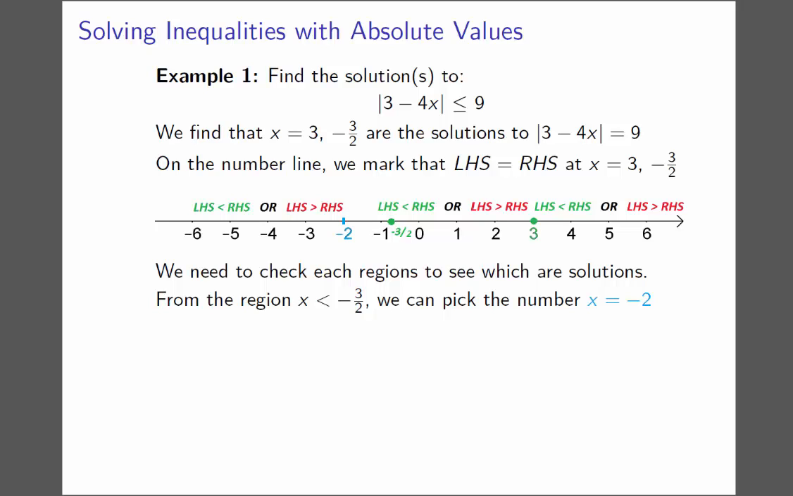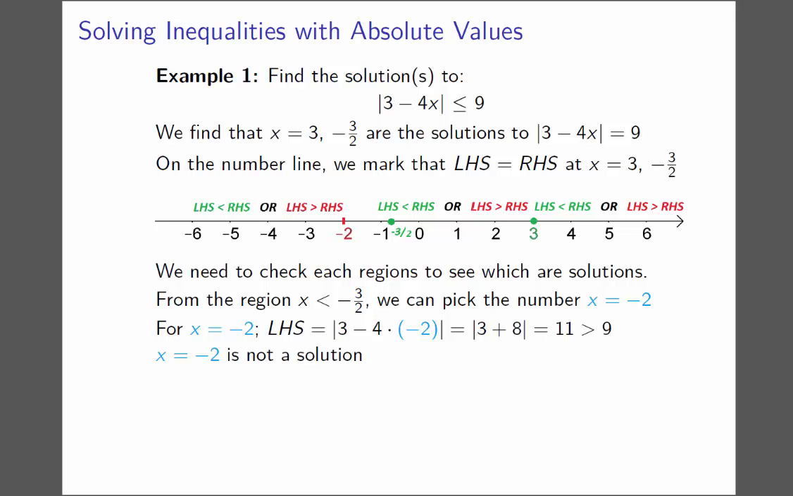From the region x is less than negative 3 halves, we can pick the number x equals negative 2. For x equals negative 2, the left-hand side can be computed as the absolute value of 3 minus 4 times negative 2, which is the absolute value of 3 plus 8, which is 11. This is bigger than 9. So x equals negative 2 is not a solution, which means that no values less than negative 3 halves are solutions.